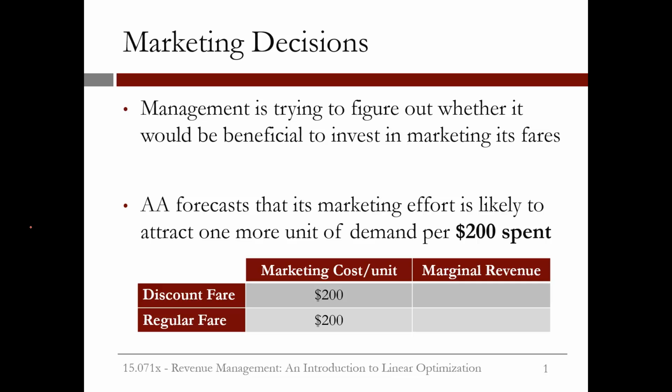Suppose that American Airlines management is trying to figure out whether or not it would be beneficial to invest in marketing its fares. They forecast that the marketing effort is likely to attract one more unit of demand of each type for every $200 spent. So for the discount fare, the marketing cost per unit is $200, and for the regular fare, the marketing cost per unit is also $200. We want to know how much this will increase our marginal revenue for each type of fare.